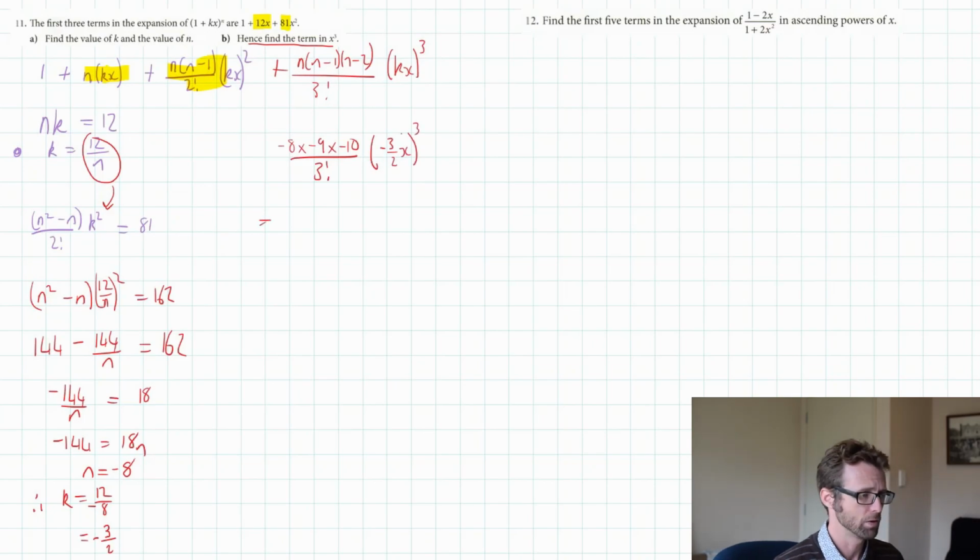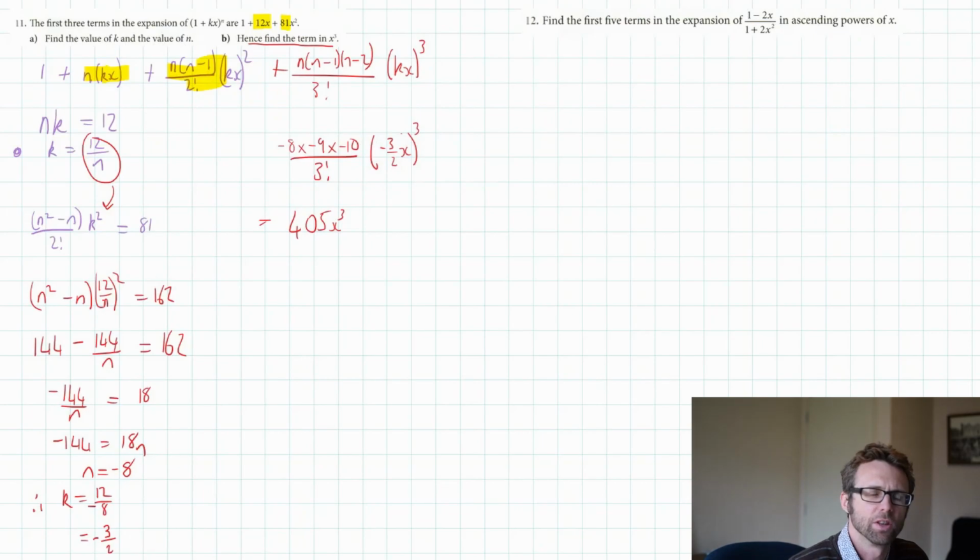Now what do we get when we do this? We'll get a negative, and negative 3 cubed. I'm getting 405x cubed. And that should be the answer for that one.